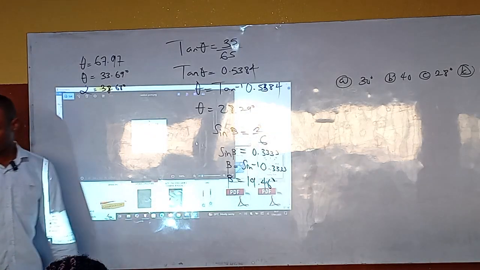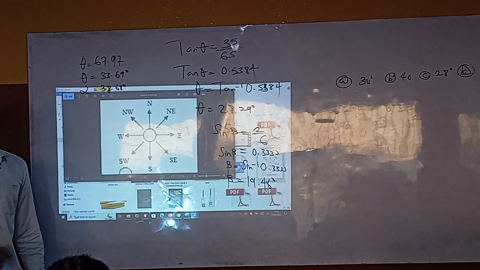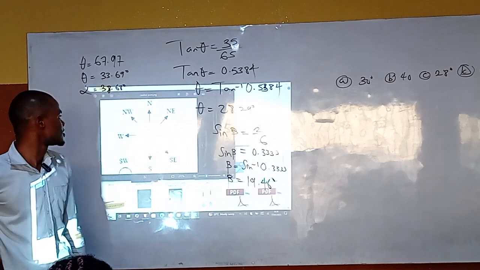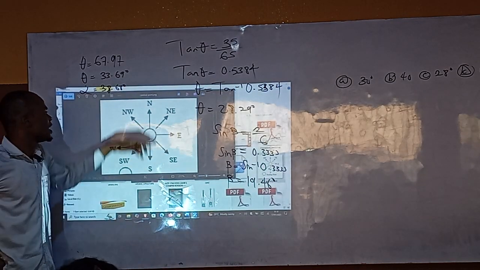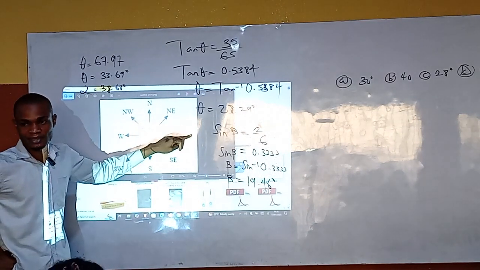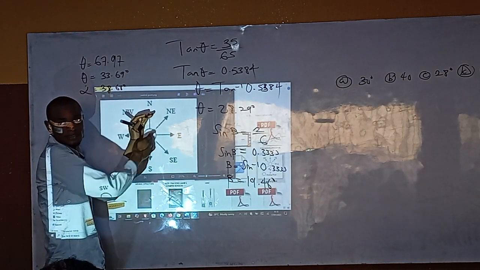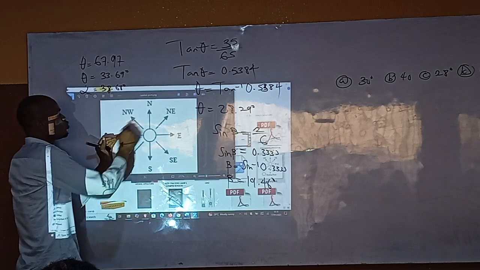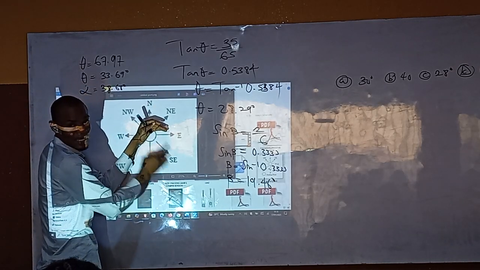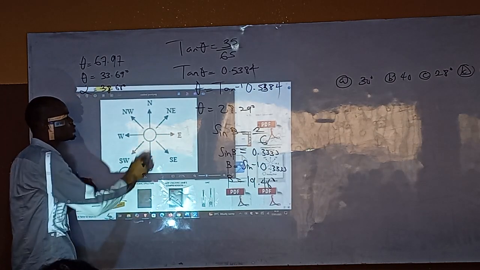You know cardinal points, right? Now, back to physics. We have moved from mathematics back to physics. We have north, south, west, east, right? Between north and east, we call it northeast. Between north and west, it's called northwest. Between south and east, it's called southeast. Between south and west, it's called southwest.